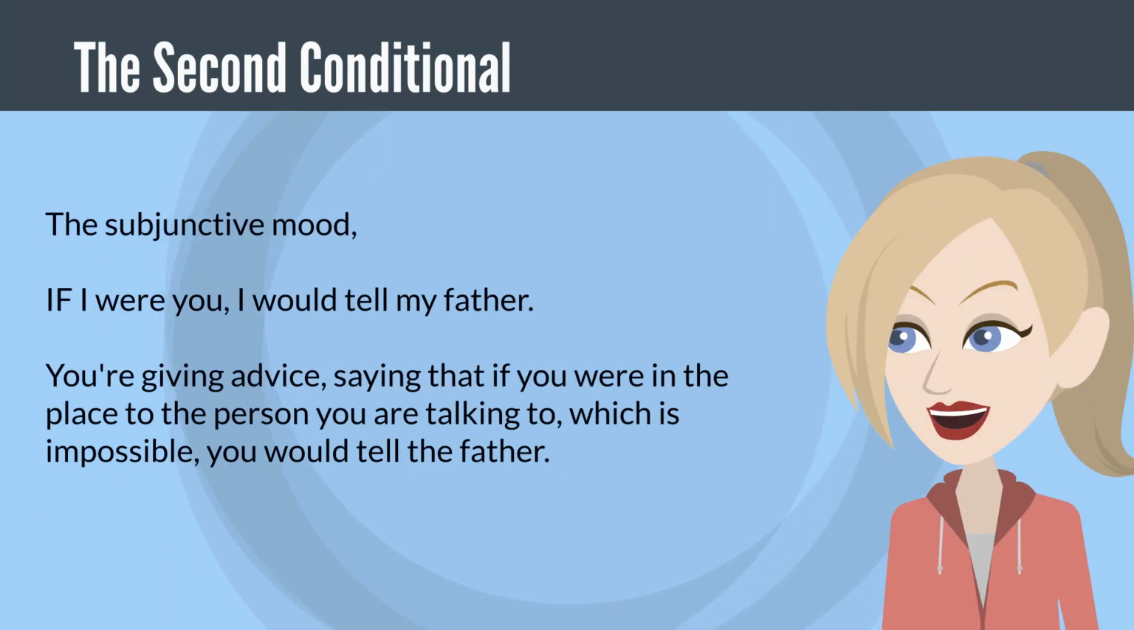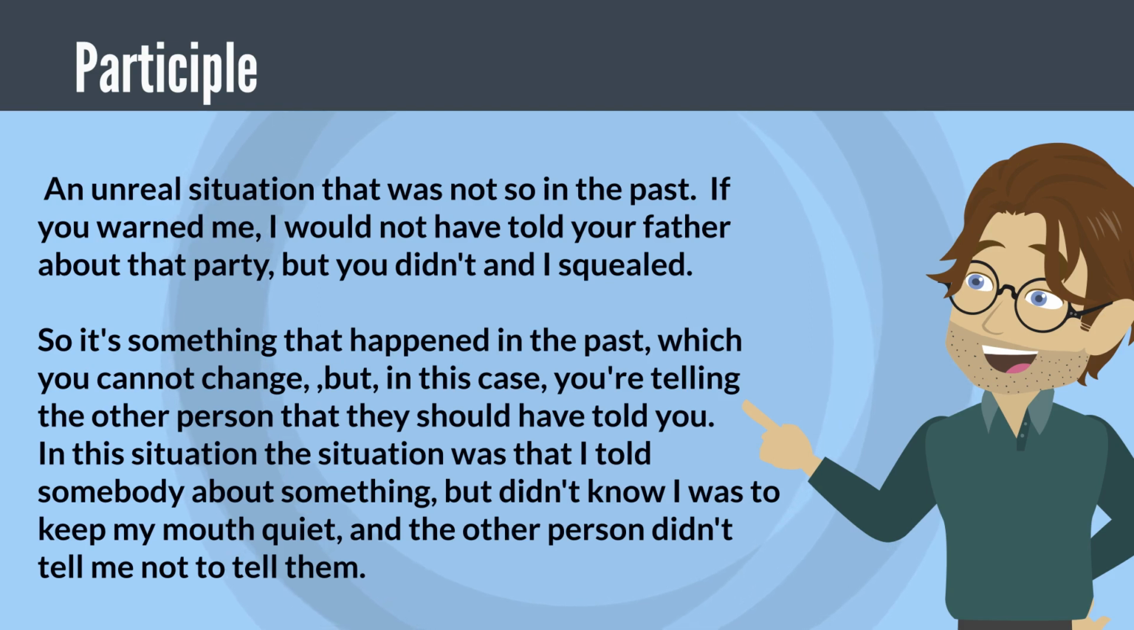The second conditional, the subjunctive mood, is, if I were you, I would tell my father. You're giving advice, saying that if you were in the place of the person you are talking to, which is impossible, you would tell the father. And the third conditional is an unreal situation that was not so in the past. If you had warned me, I would not have told your father about that party, but you didn't and I squealed. So it's something that happened in the past, which you cannot change, but in this case, you're telling the other person that they should have told you. In this situation, I told somebody about something, but didn't know I was to keep my mouth quiet, and the other person didn't tell me not to tell them.